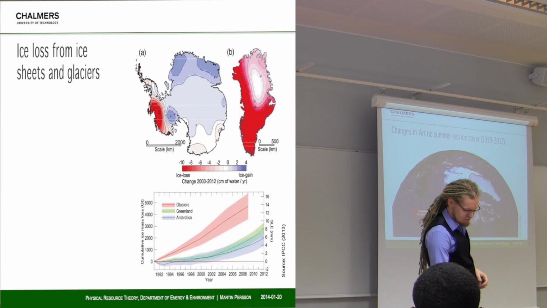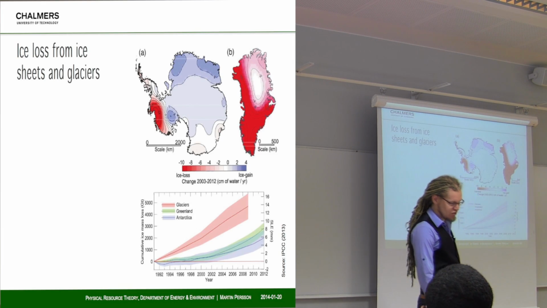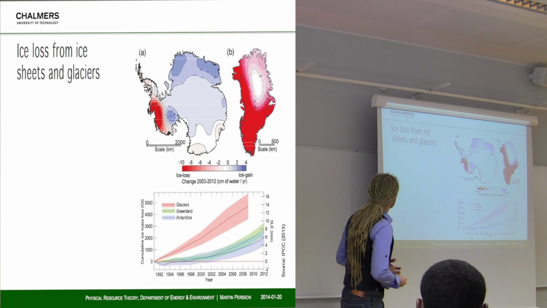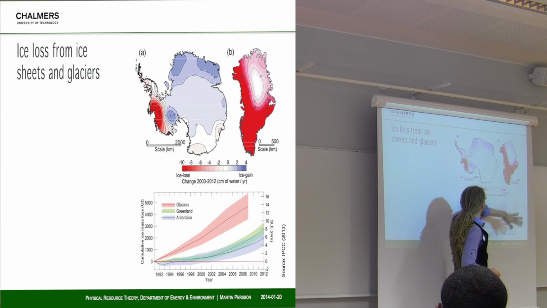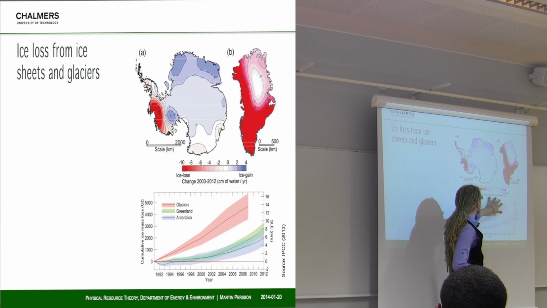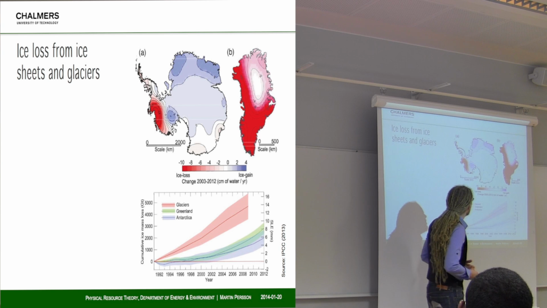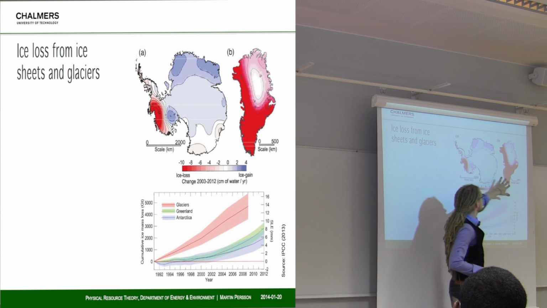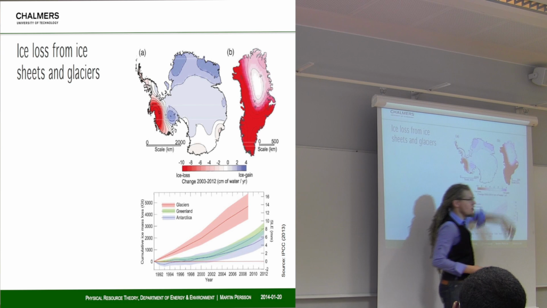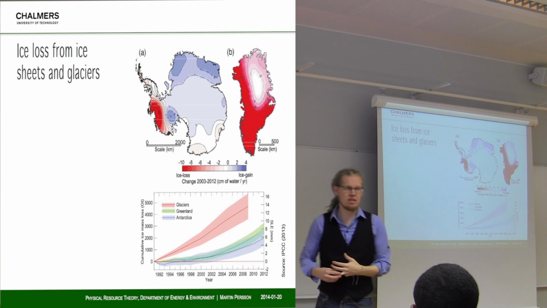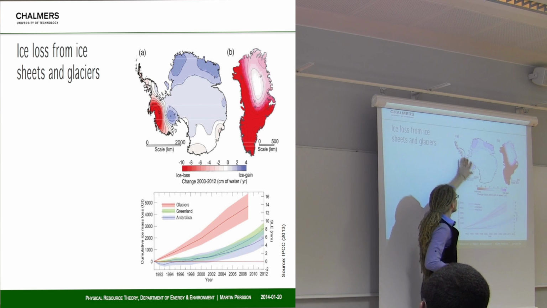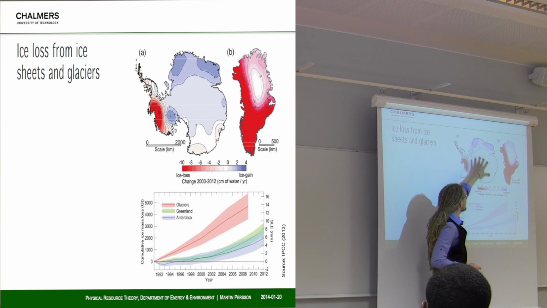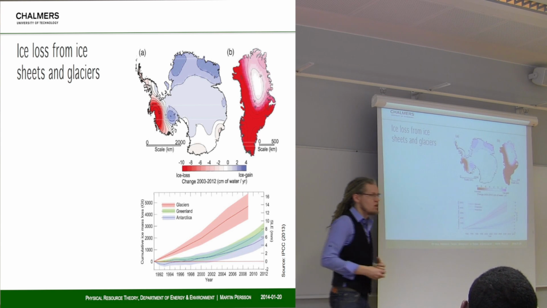If we look at loss from the melting of ice sheets and glaciers, this shows Antarctica and Greenland, and this is the change per year in the last decade or so. You see a big difference between Antarctica and Greenland. In Greenland you have loss of ice from warming at quite a high rate, whereas in Antarctica it is only here in the west part that you see a large loss of ice, and in some parts you actually see an increase in the ice cover, in the ice sheet.